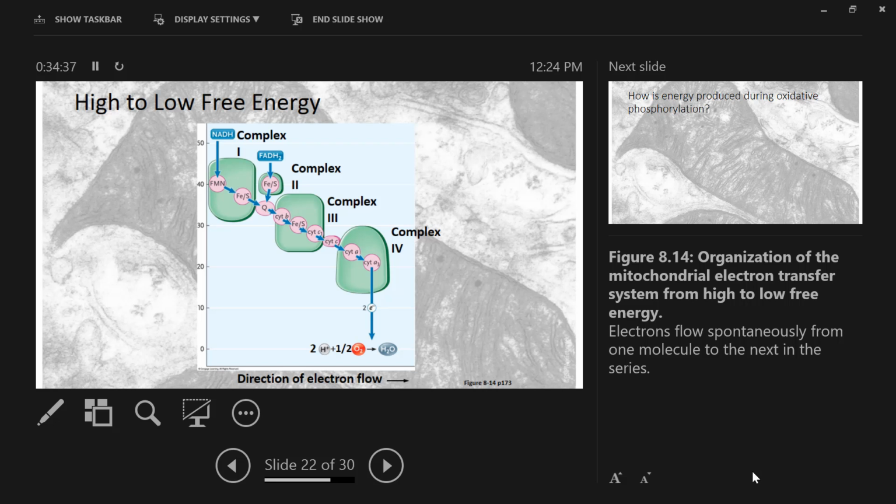Here's a picture, which is in no way what it actually looks like. Step 3 of the process takes place in the inner mitochondrial membrane, but this is just a simplified version of it. So here's complex 1, complex 2, 3, 4, and oxygen.